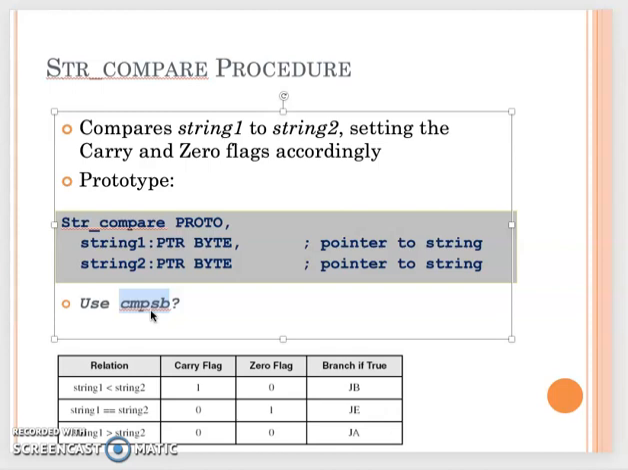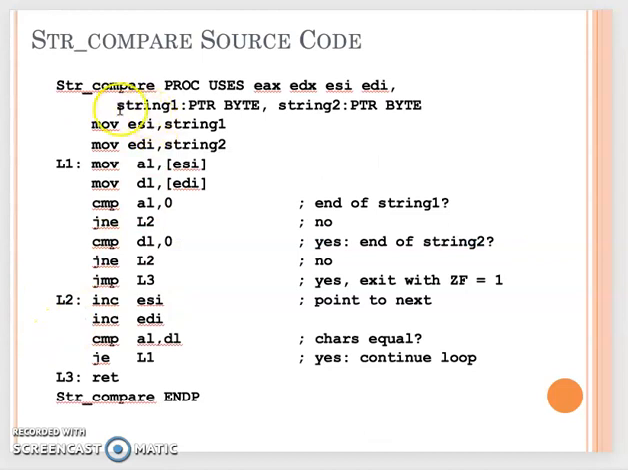Unless you try to get the length at the beginning for string 1 and string 2, then see if they are the same and use CMPSB. But that's maybe too complicated. So here we cannot use CMPSB, because we need to check whether either string 1 or string 2 hits the null character. If so, we just finish.